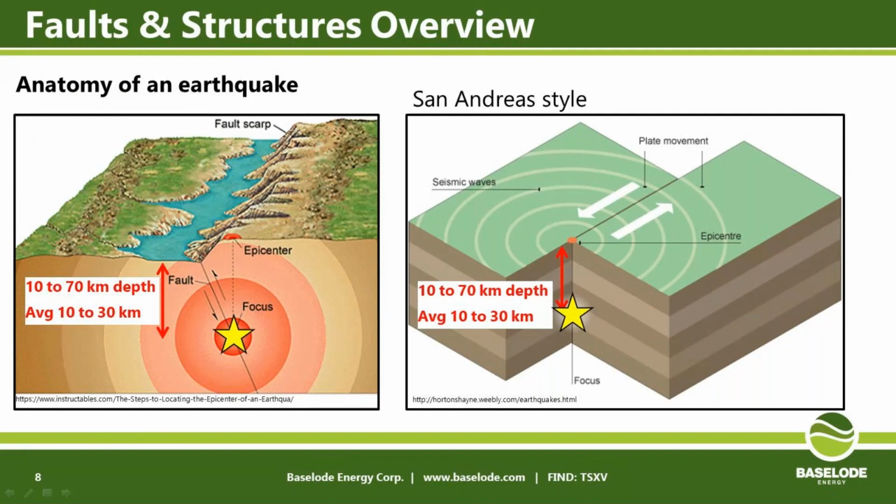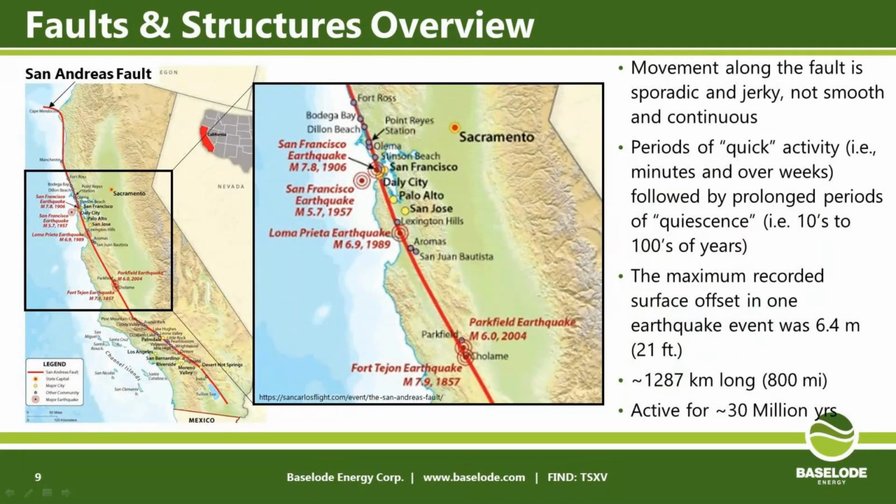Something important to note though, most earthquake foci occur between 10 to 30 kilometers depth on average. They can occur shallower or deeper, but most of them are within that 10 to 30 kilometer range from surface. So when you think of movement along a fault, you have to realize that this is not something that is smooth or continuous.